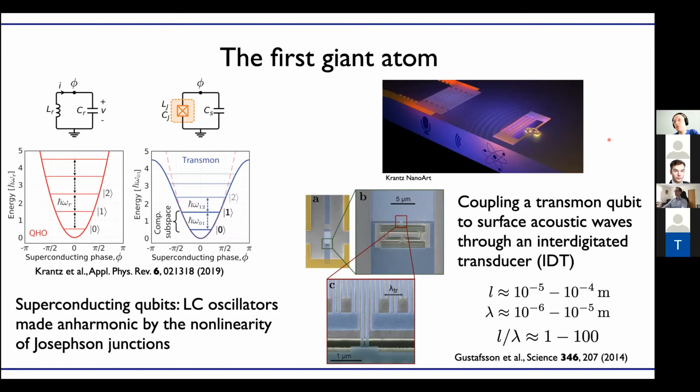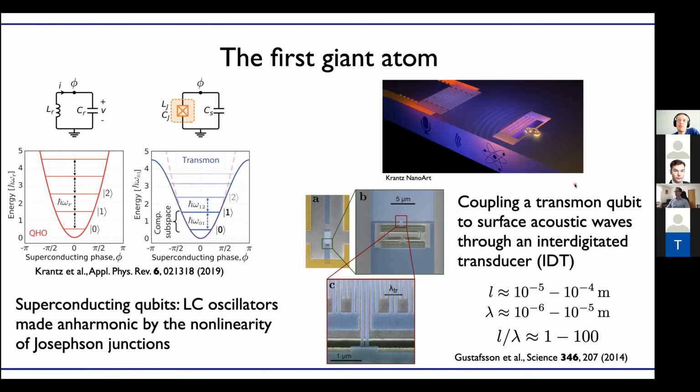The qubit is not deformed, because naively I could think that the wave somehow changes the shape of the qubit. No, it's just through the electric potential. The deformation of the substrate is, I don't know if it's picometers or something. It's extremely small.